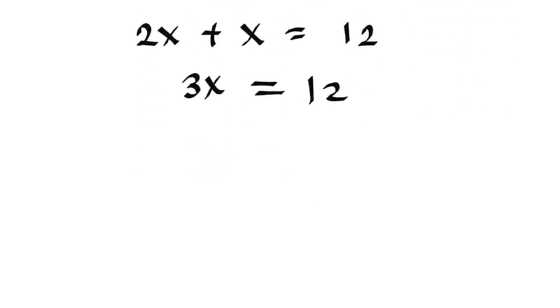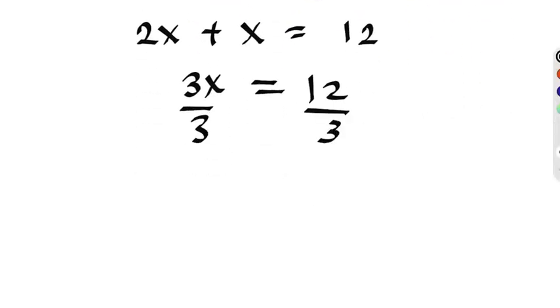Alright, so from there, we divide both sides by 3. If you divide both sides by 3, we cancel this, and we're going to have x equals 12 divided by 3, which is 4.